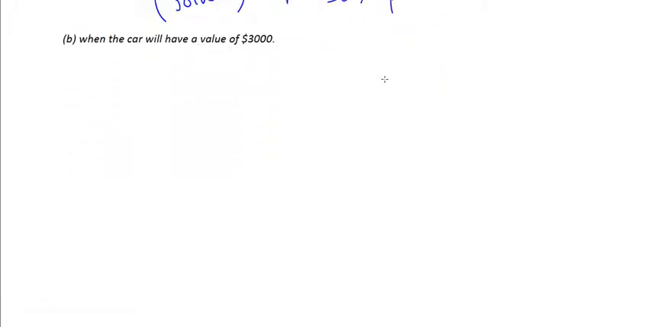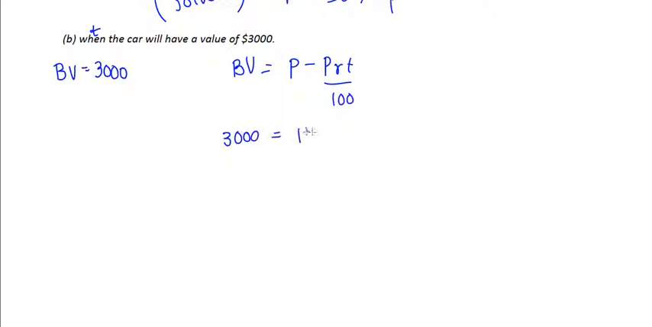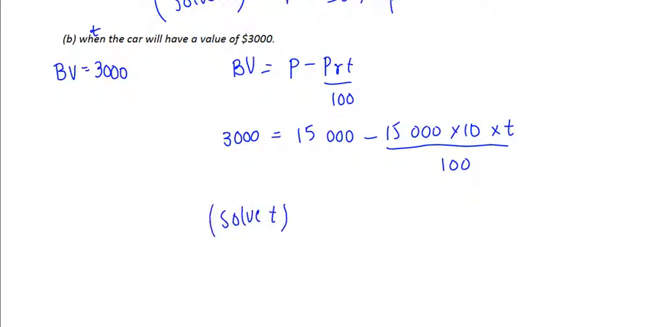When will the car have a value of $3,000? So let's have a look. If the book value is $3,000, when? So it's asking for T, time. Same formula that I used above, but of course now I know the rate of depreciation, so now I can put that into my rule. Rate was 10, and we're solving for T this time. Solve for T, use your calculator.